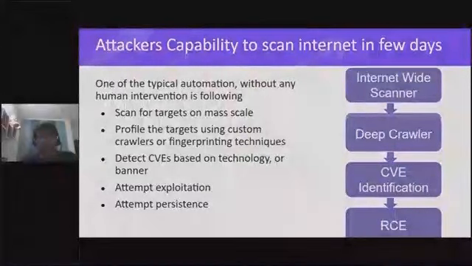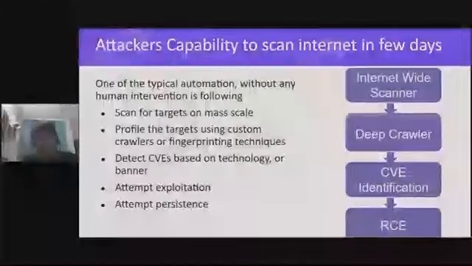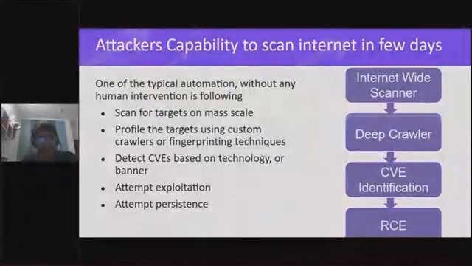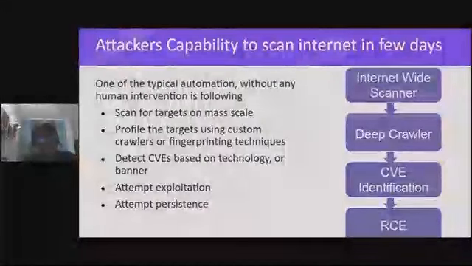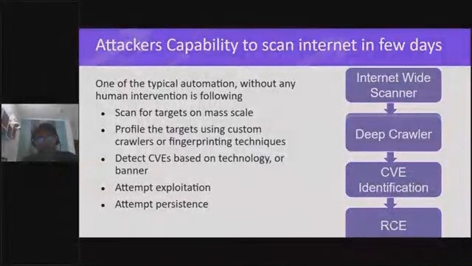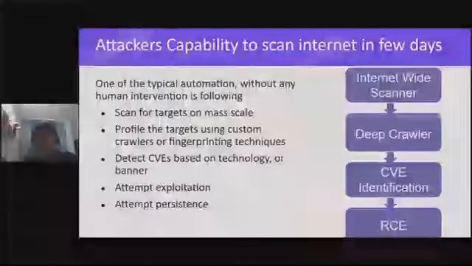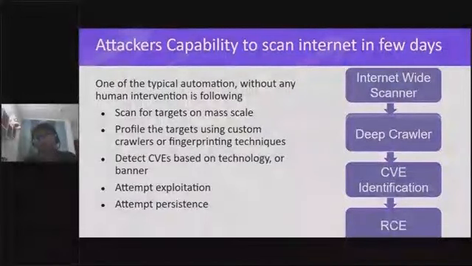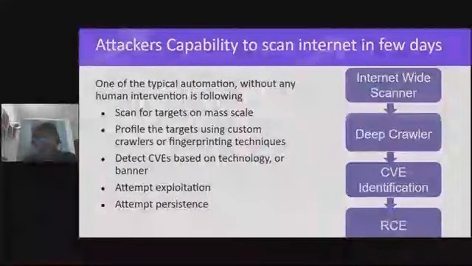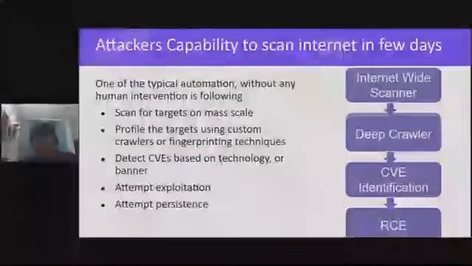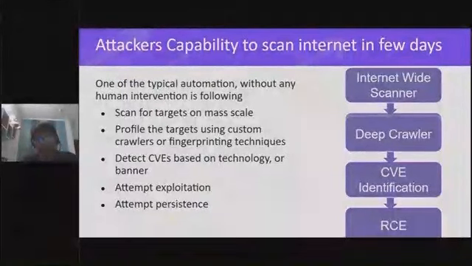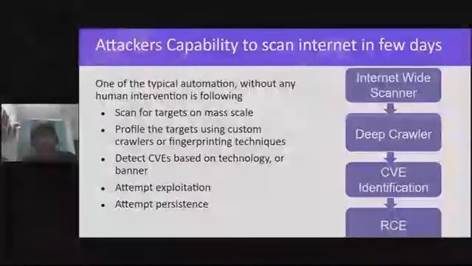Once this crawling is done, the next step is CVE identification, which means that once a vulnerability is published, it's a matter of maybe a few minutes, or maybe an hour, to find out which versions and which technology are really impacted. Once that is identified, we can query this database to find out which targets are potentially vulnerable.